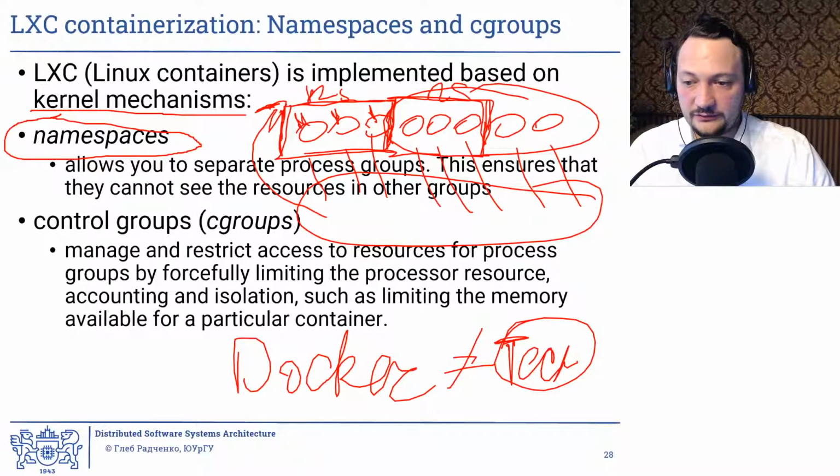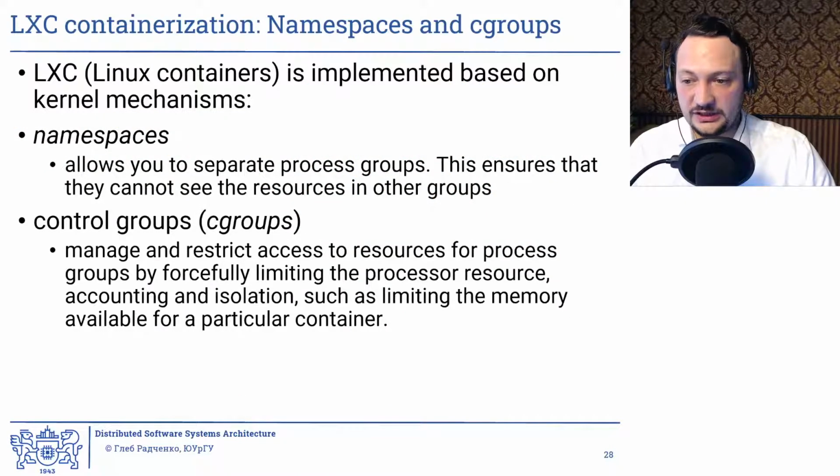The other thing that is needed to create a container is a control group, or just cgroups. Cgroups manage and restrict access to resources for process groups by forcefully limiting the processor resources, accounting and isolation, such as limiting the memory available for a particular container.